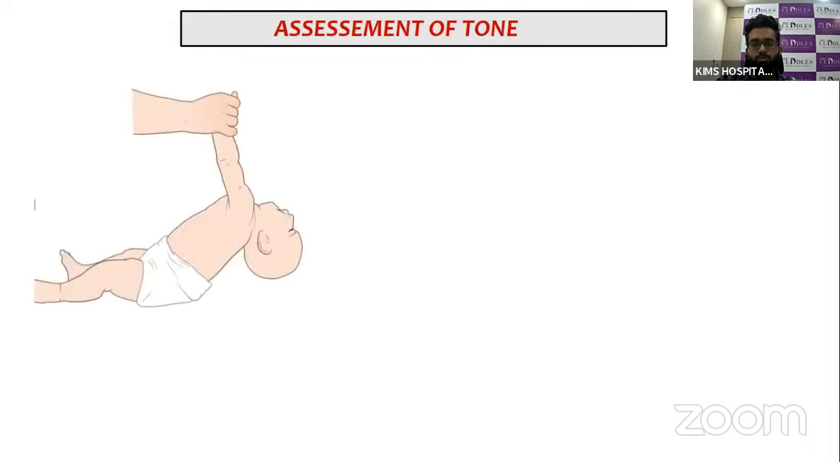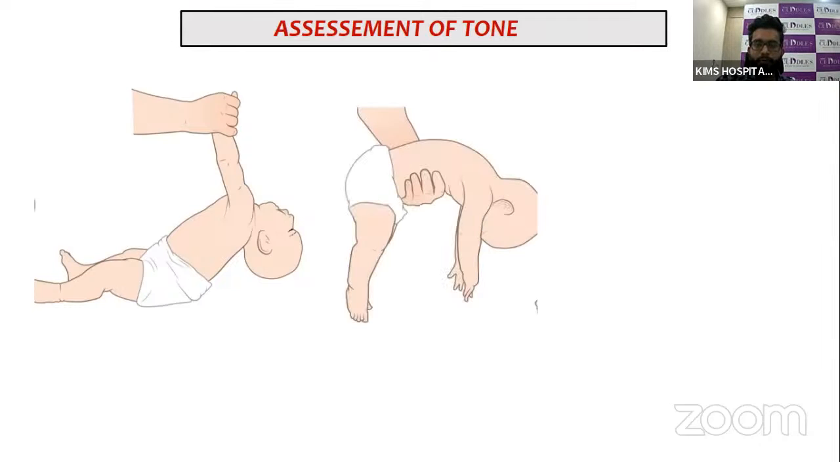The first is the pull to sit maneuver. When you hold the baby's hand and pull from the supine position, there's a complete head lag, as you see. What you expect in neonates and in early infancy is that the baby tries to momentarily bring the head to the straight level, just for a few seconds. Total head control will start coming at 6 to 8 weeks. But if you have a complete head lag, start thinking about hypotonia.